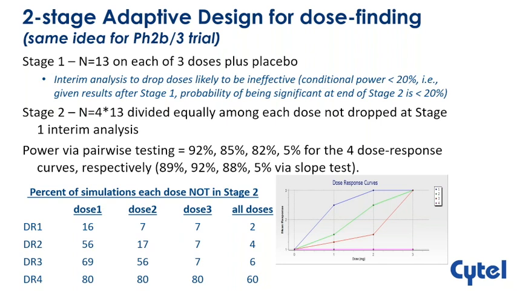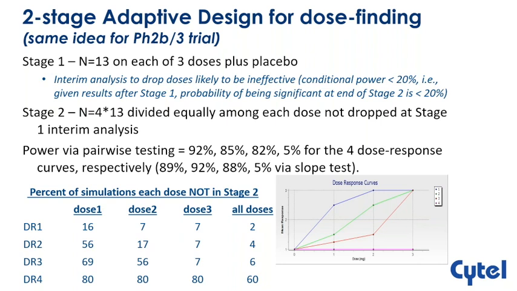The power via pairwise testing was 92%, 85, 82, and 5 for the dose response curves 1, 2, 3, 4, respectively. And it was 89, 92, and 88 via the slope test. But the key point is to look at the percent of simulations that each dose was not chosen for the second stage. And you can see for dose response curve 1, there's very little chance that the doses would not be selected.